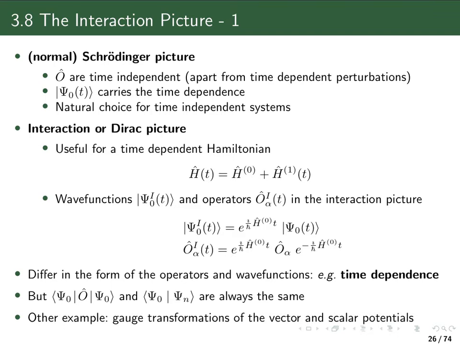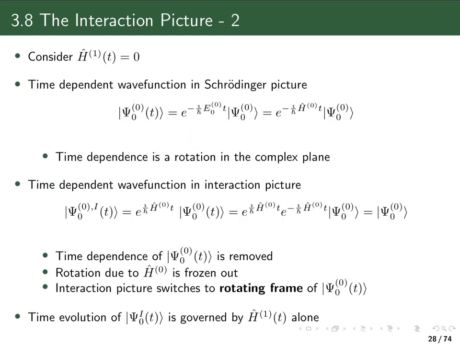Now let's try to understand what this transformation from the Schrödinger to the interaction picture physically means. Therefore, let's look at the case where our time-dependent perturbation operator actually is 0. So our Hamiltonian is still time independent. And then in this case, the time dependence of the wave function in the Schrödinger picture is, as we know, just this time-dependent phase factor, where here we have the time-independent wave function, and the time dependence is just in this phase factor.